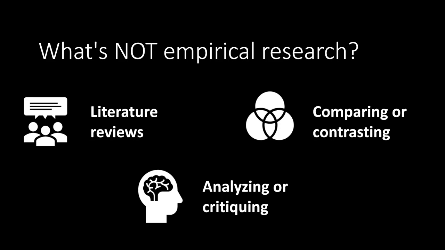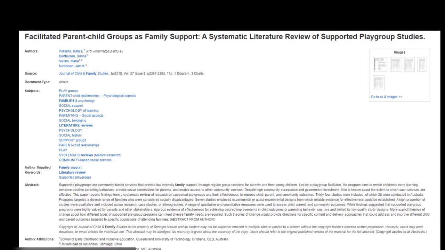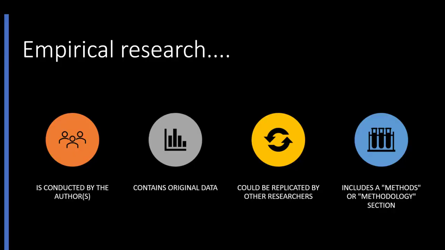Let's look at an example. In this article, we already see the words literature review in the title, so we know that this article is not empirical. If we read the abstract, the authors looked at 34 existing studies. They did not conduct any of the studies themselves, so this confirms our decision that this is not an empirical research article.